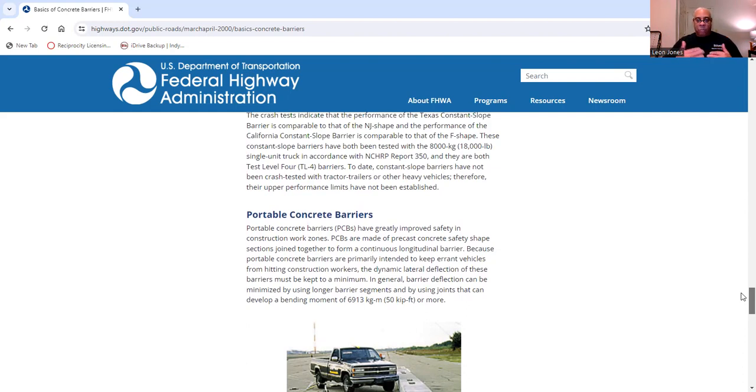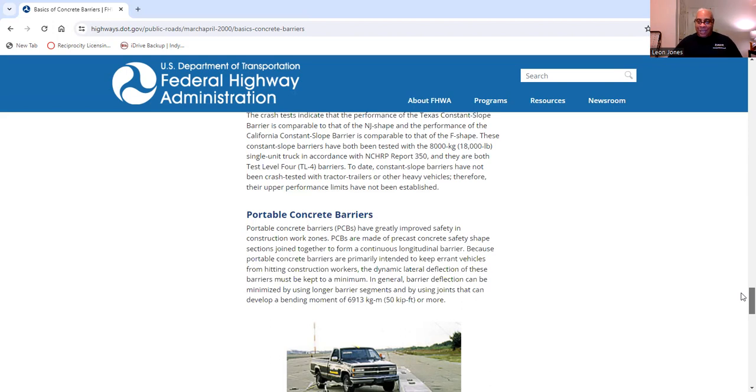They're joined together to form a continuous longitudinal barrier, because portable concrete barriers are primarily intended to keep errant vehicles from hitting construction workers. Again, they're portable, and they're used to keep errant vehicles from hitting construction workers while they're working, particularly in the median, if they're adding a lane or putting on a shoulder, because the dynamic lateral deflection of these barriers must be kept to a minimum. So in general, barrier deflection can be minimized by using longer barrier segments and by using joints that can develop a bending moment of 50 kips per foot.